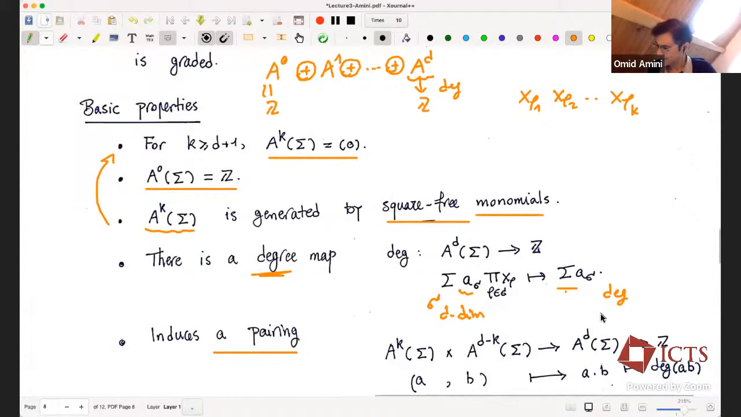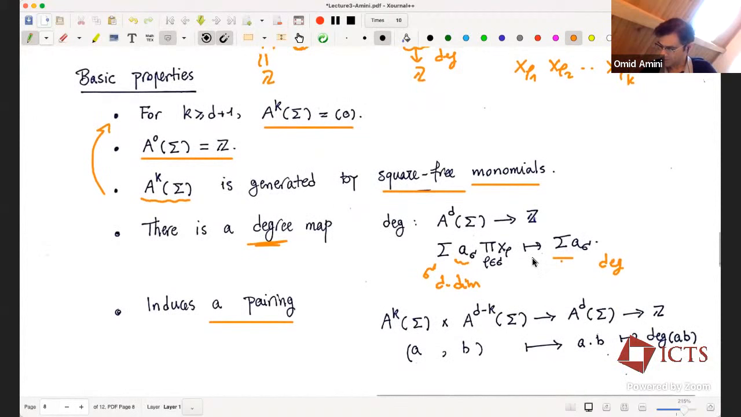And as soon as you have a degree map, you can define this pairing. You take the k piece of your Chow ring, you take the d minus k piece of the Chow ring, you take two elements, you take their product, you arrive in degree d, and now you have a map from degree d to Z. So you just go to Z. So this defines a pairing between the k piece of the Chow ring and the d minus k piece of the Chow ring with values in Z.